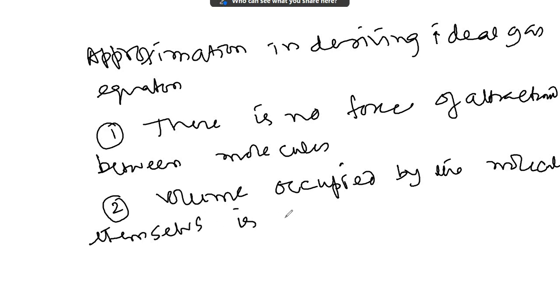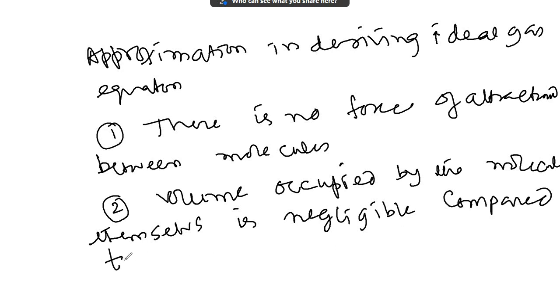The volume of the molecules is negligible compared to the volume of the container. These are the approximations taken, but this approximation is not always true, because in some cases ammonia or HCl, these gases, on cooling are converted to liquid. When gas is converted to liquid, it means the force of attraction between the molecules is more than that of gaseous molecules.